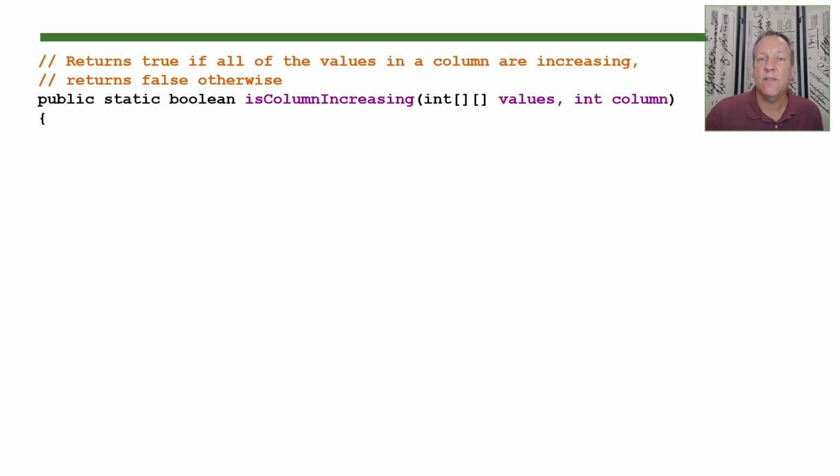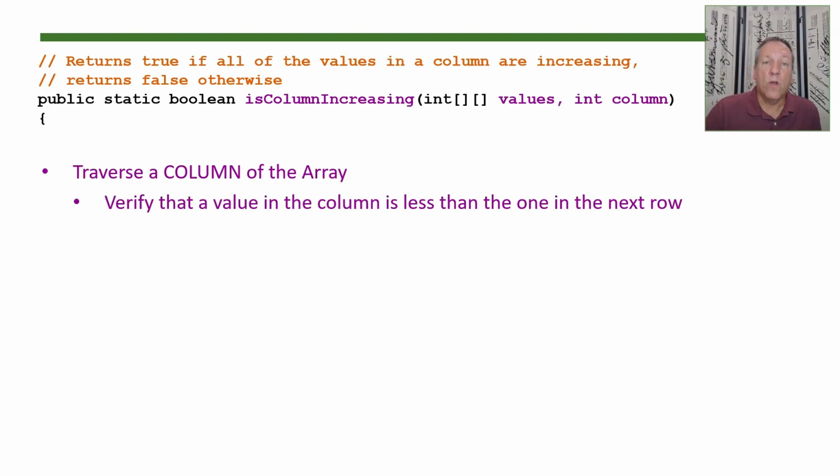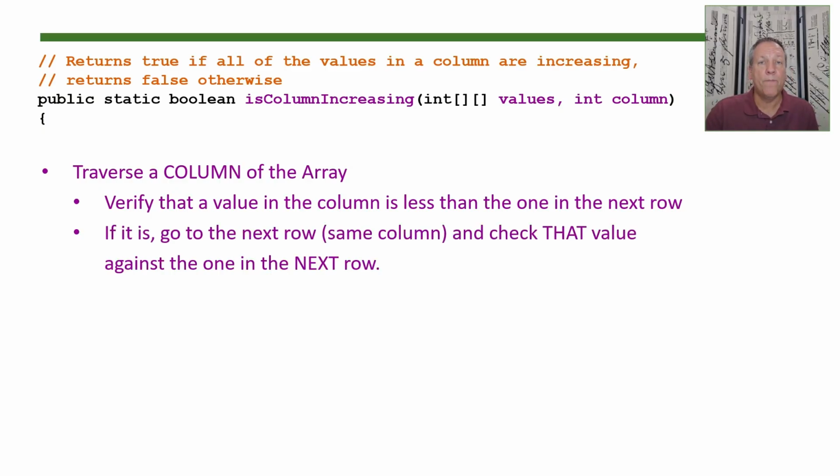Again, let's discuss the steps of our algorithm first, and then we'll implement it. So we know we're going to need to traverse a given column, so we'll increment through each row of the column parameter. We're going to verify that the value in the column is less than the one in the next row. We'll do this by comparing consecutive elements within the same column, which have adjacent row numbers.